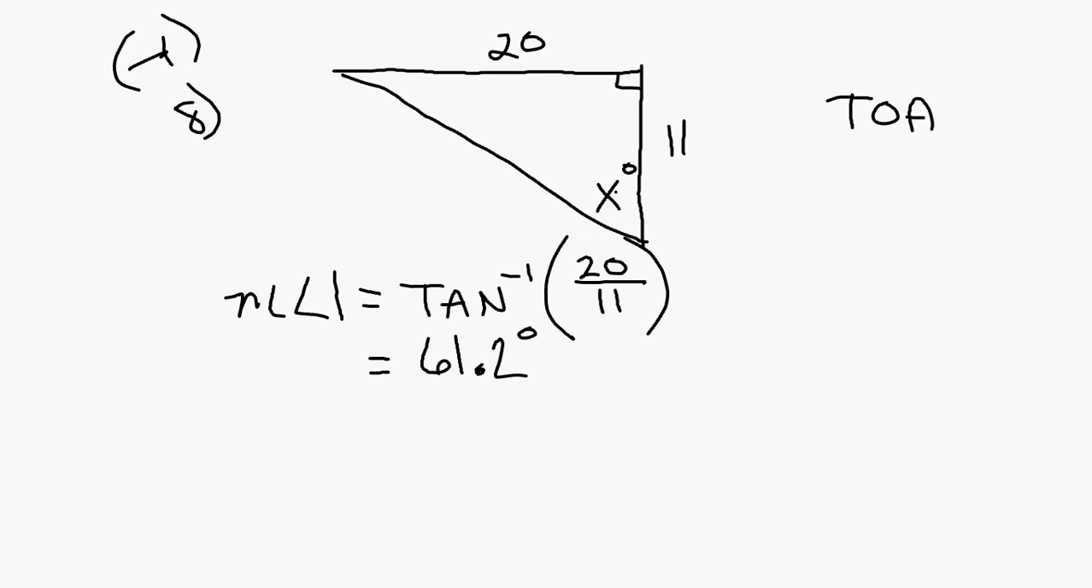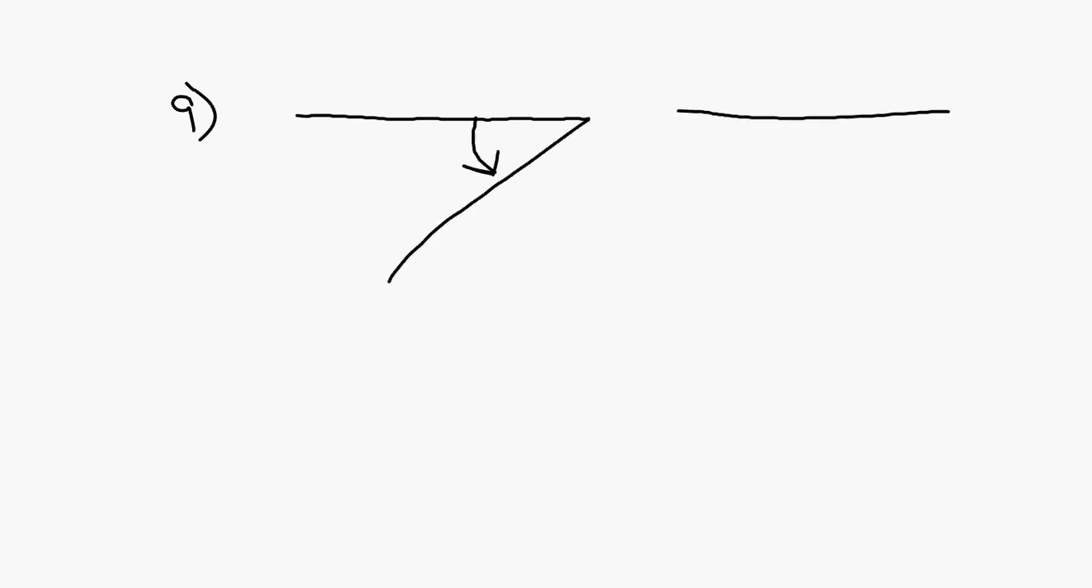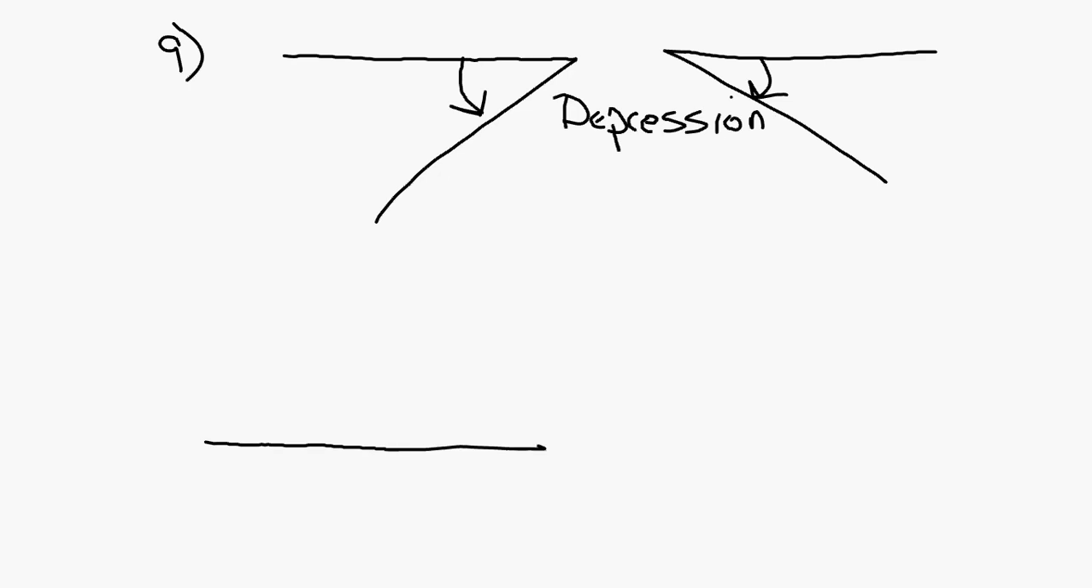For number 9, you're going to have to describe 3 of those angles. These angles, horizontal and a line going down. That's angle of depression. Talked about that yesterday. A horizontal and a line going up. That's angle of elevation.